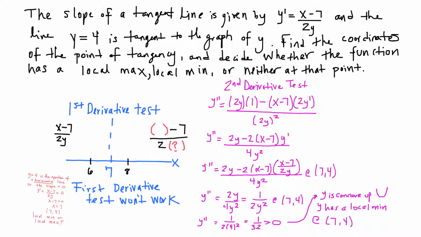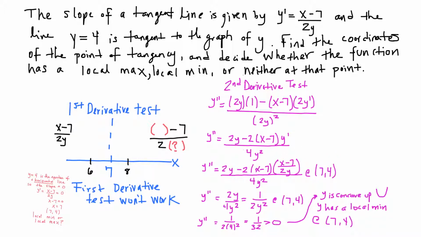But one thing I realize is that if I plug in (7, 4), this y prime term, which is (x minus 7) over 2y, is just going to go to 0, isn't it? Why would it go to 0? Because we said at (7, 4), you had a horizontal tangent, and so the slope has to be 0. But if you don't believe it, go ahead and plug in 7 and 4.